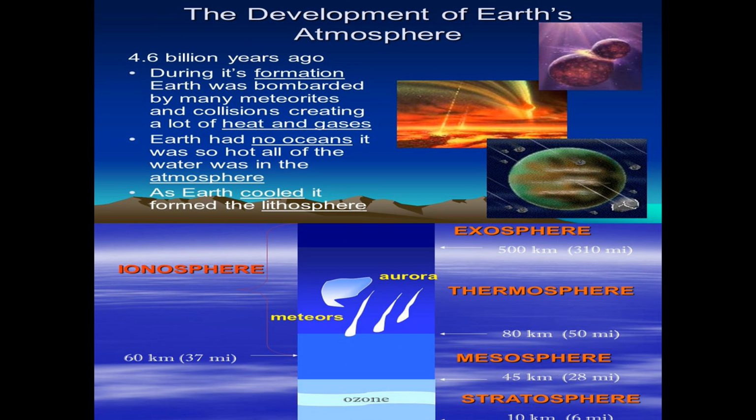Almost or more than 4.5 billion years ago, during its formation, Earth was bombarded by many meteors, and the collisions created a lot of heat and gases. Earth had no ocean at that time, so all of the water was in the atmosphere, which was hot. As Earth cooled, it formed the lithosphere and oceans.